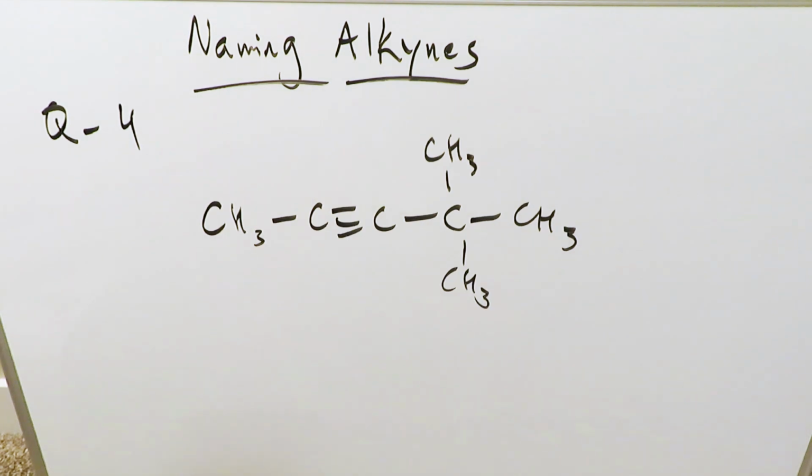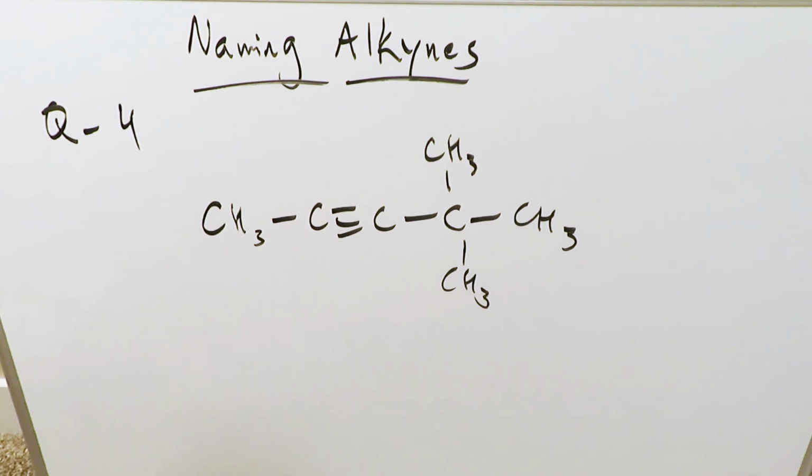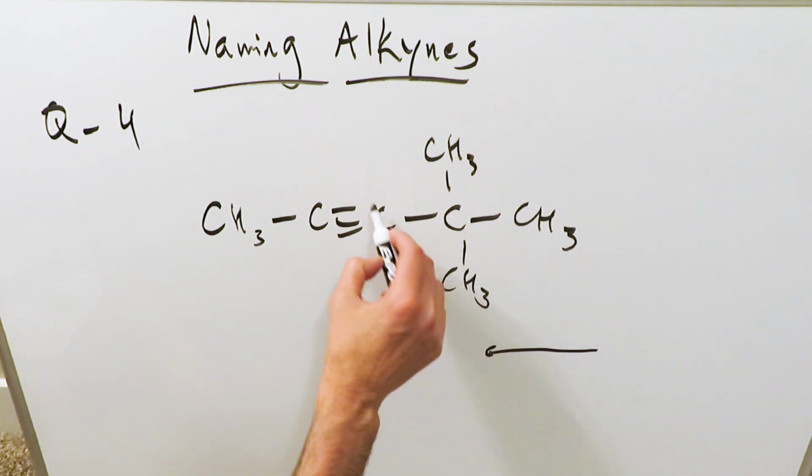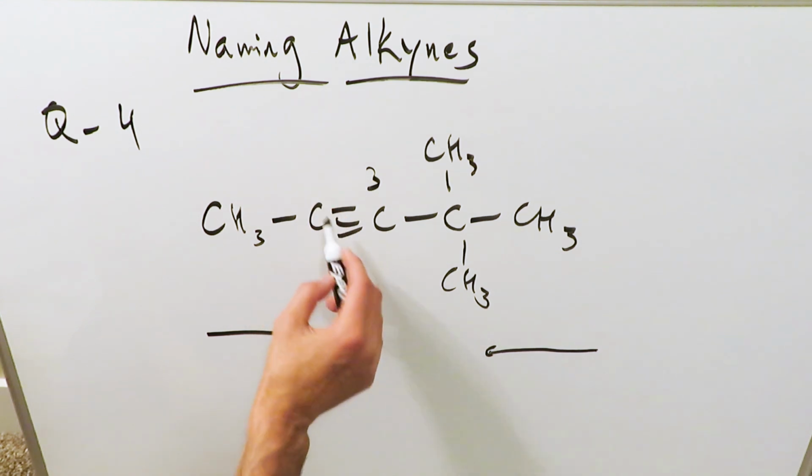Look over here at this, question number 4. How do we number this? You know you only have an alkyne functionality, therefore it takes precedence over everything. You want to number the carbon for your alkyne with the lowest number. If you go from this direction right here, your carbon will be 1, 2, 3. If you go from this direction, your carbon holding the functional group, your alkyne, will be number 2.